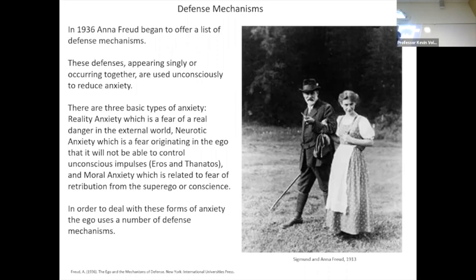And then the last one is moral anxiety, which is related to the fear of retribution from the superego or the conscience. And this superego or conscience can also be projected onto things in the outside world, such as authority figures. If you have a job and you're always getting anxious when you're around your boss because unconsciously you think your boss is going to find out that you're not doing something right or give you some problem, that's a superego, that's a moral anxiety.